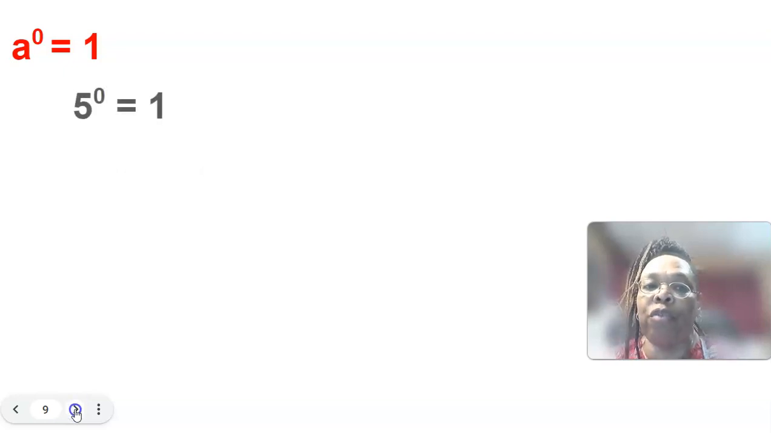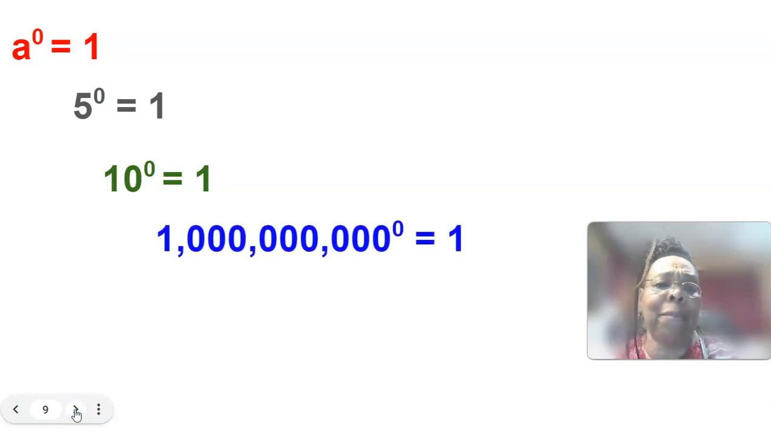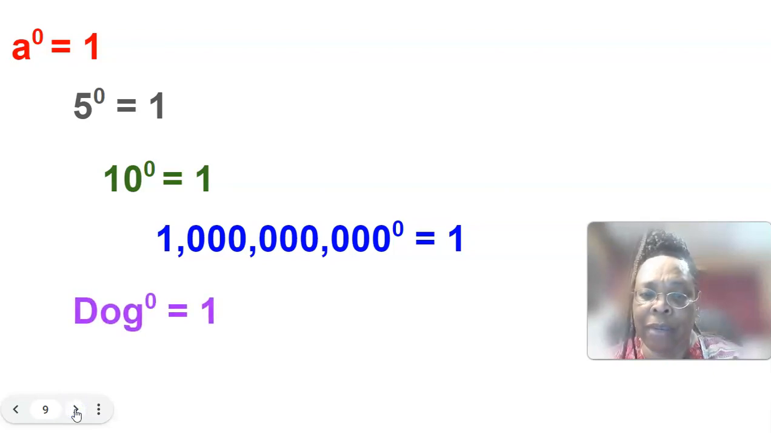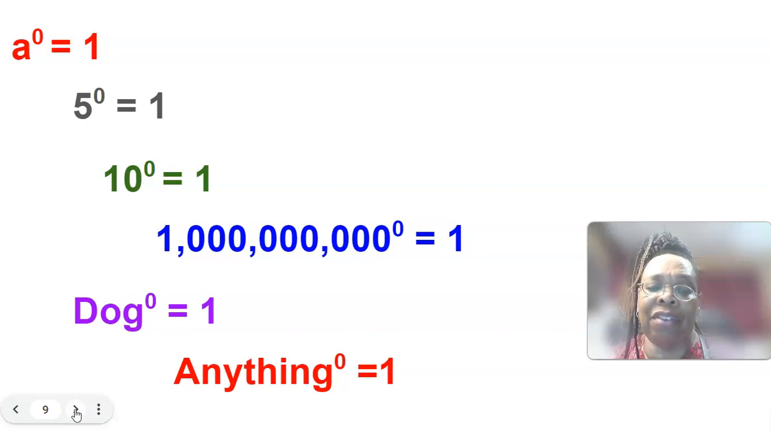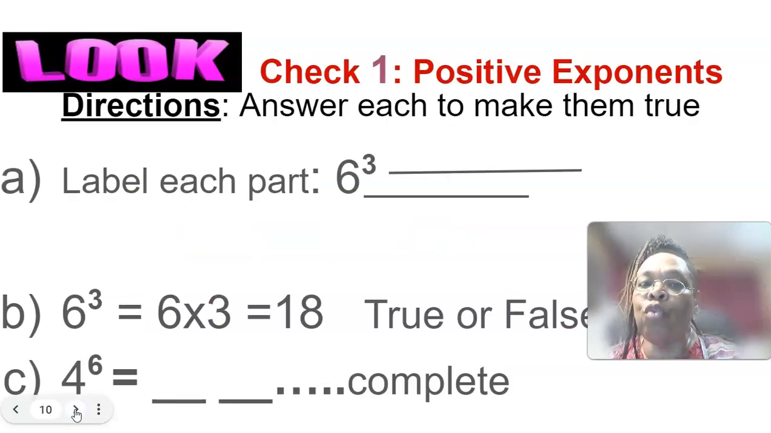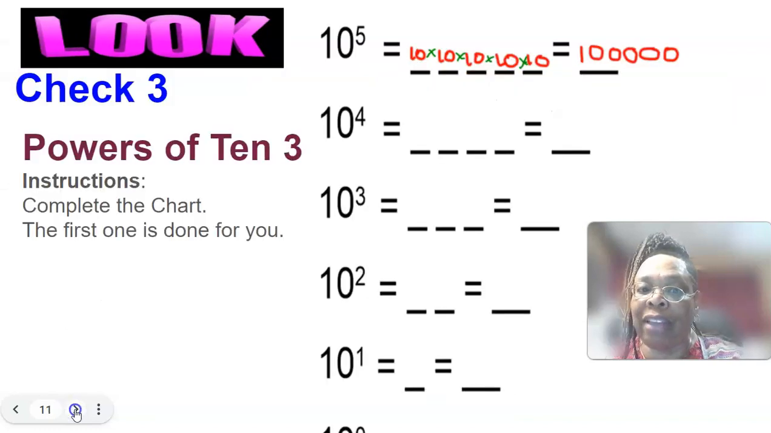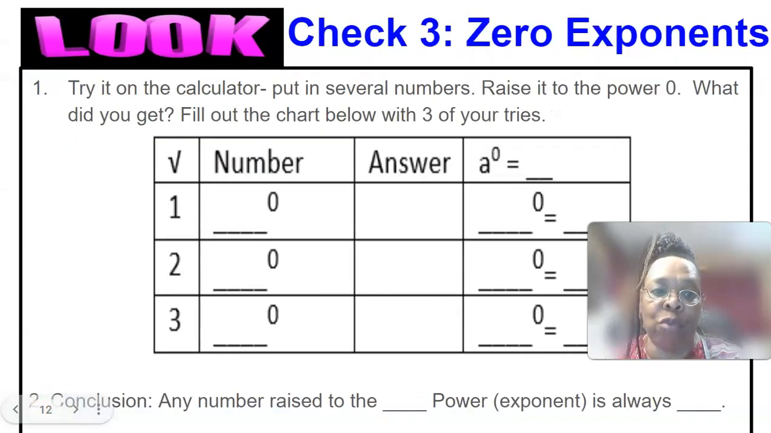5 to the 0 power is 1. 10 to the 0 power is 1. A gazillion to the 0 power is 1. A dog to the 0 power is 1. Anything to the 0 power is 1. Now, you go forward and you do the 3 checks for the 3 things that we just did.